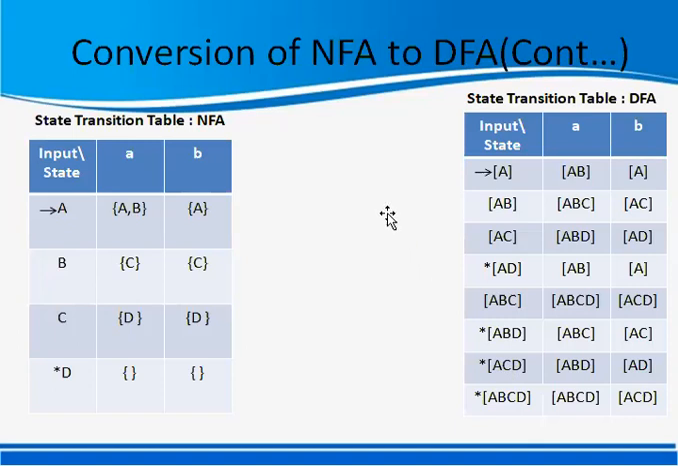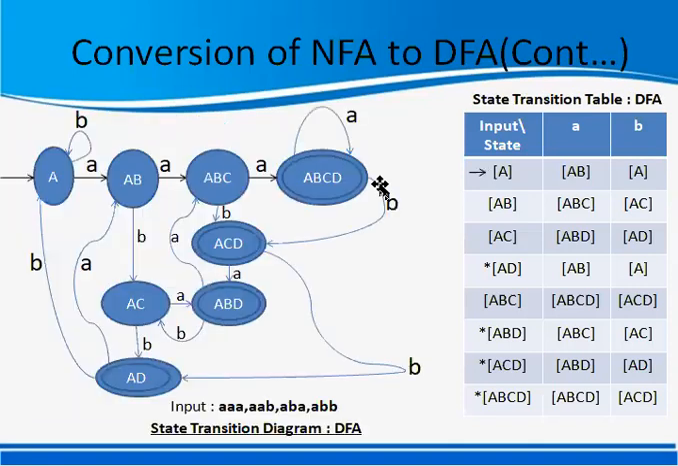So we will construct the DFA using this state transition table. It is a little bit complex, but we will see step by step, then it will be easier. We will use this table and we will move step by step. You can easily understand.